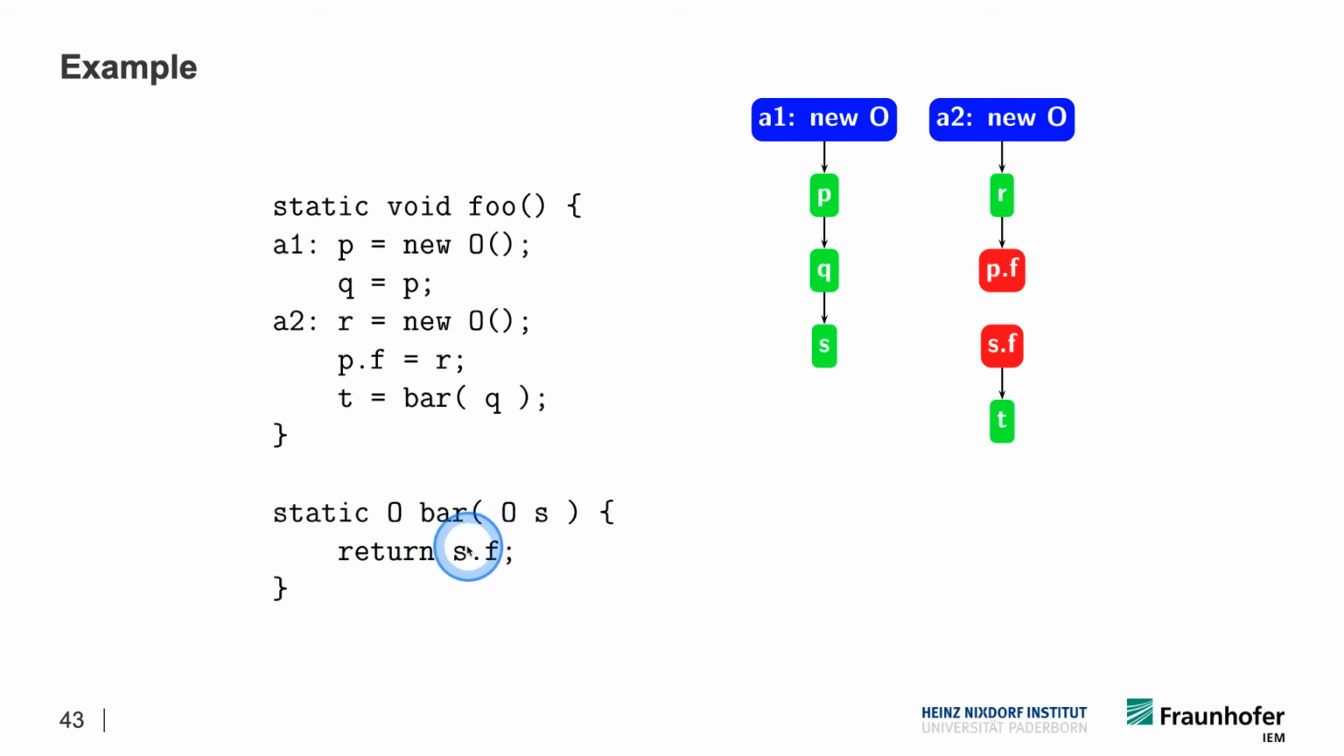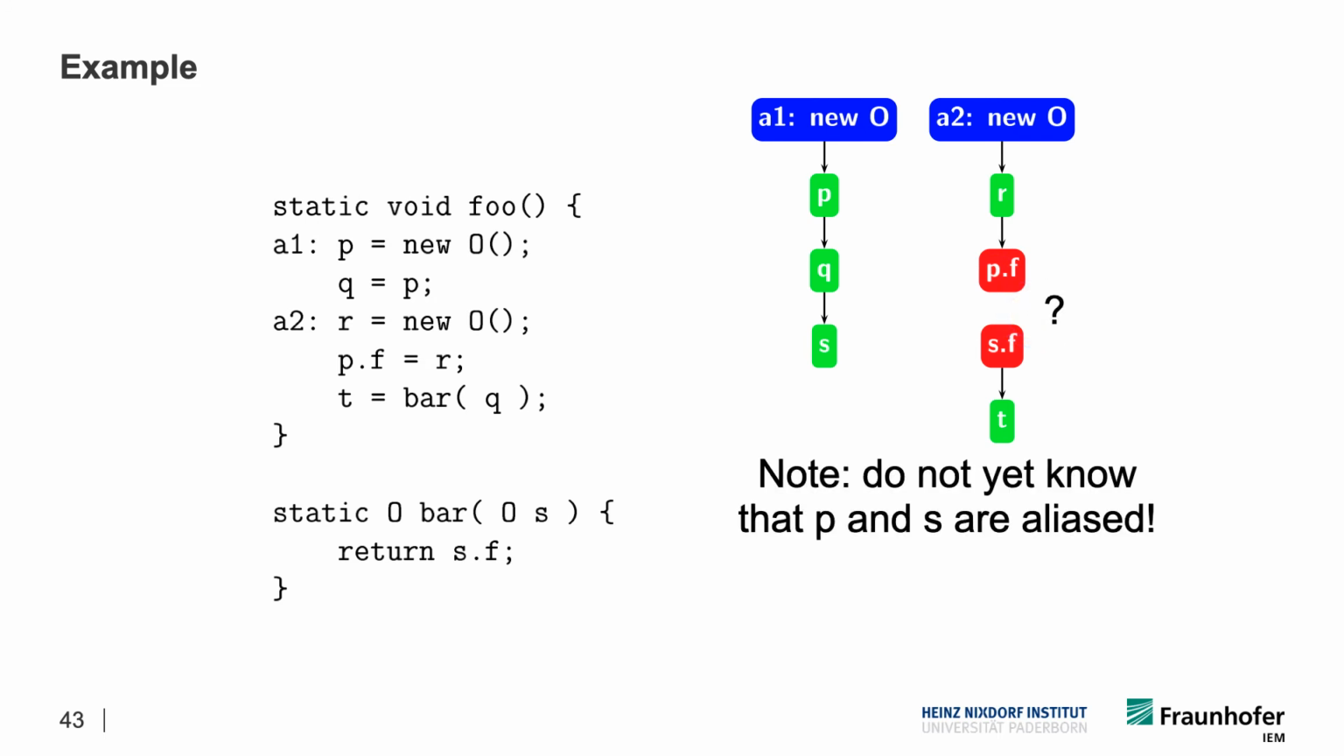So actually this expression here should also be pointing to A2, right? Because it's the same object, just a different name for it. But in this graph, we're not seeing any relationship between S.F and that object, right? So this graph is obviously missing something. The problem is that we do not yet know that P and S are actually aliases. We do not know that they are pointing to the same memory location.